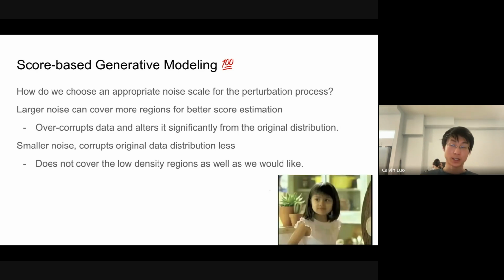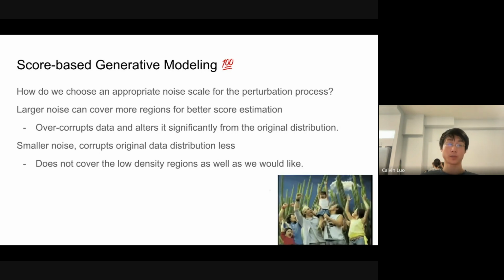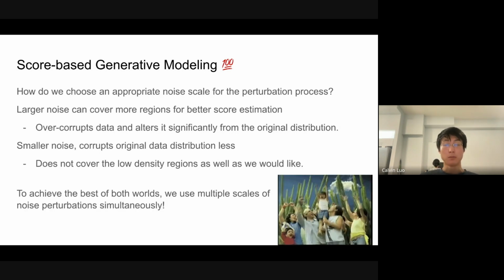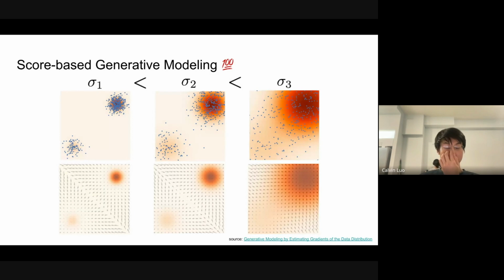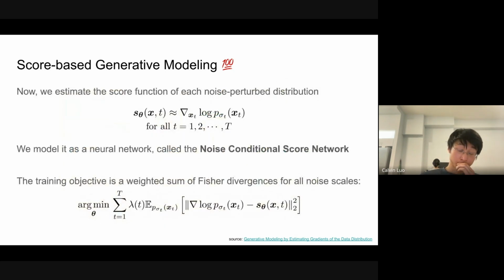approach that Yang Song and his co-authors proposed was, why don't we have both? Why don't we model multiple scales of noise perturbations of the data distribution simultaneously? And so this is kind of what it looks like. We still have our data distribution, but we corrupt it with different levels of Gaussian noise. And we can also visualize the score fields associated with these perturbations of the data distribution below. And we can model the score of each of these noise perturbed distributions for, let's say, T levels of noise perturbation scales.